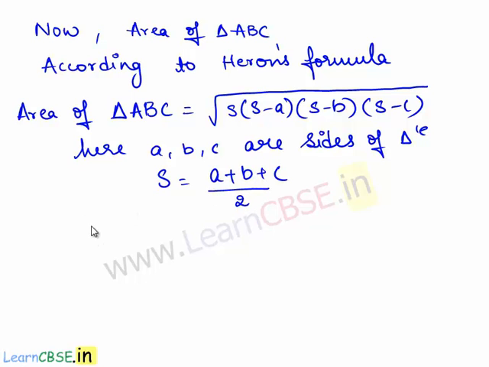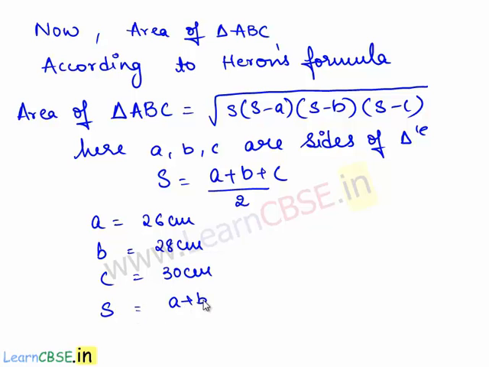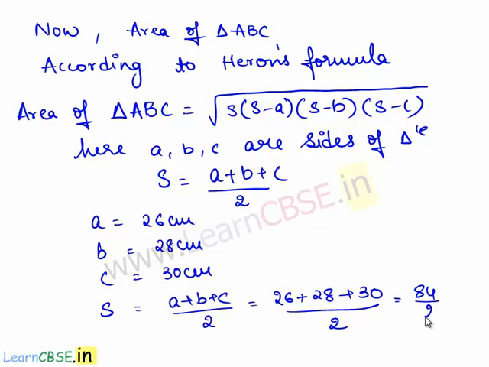Therefore the sides of the triangle are, so let a be equal to 26 centimeters, b equal to 28 centimeters and c equal to 30 centimeters. Now we shall find the semi-perimeter s, which is (a plus b plus c) divided by 2, that is equal to (26 plus 28 plus 30) divided by 2, which is equal to 84 divided by 2. Therefore s is equal to 42 centimeters.